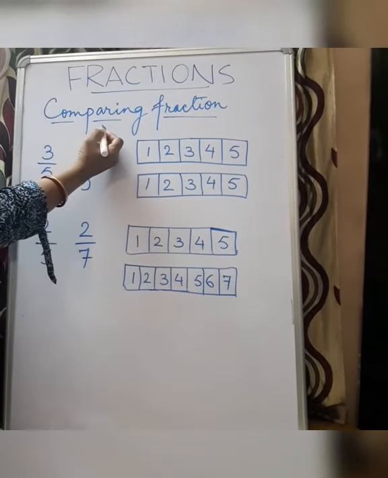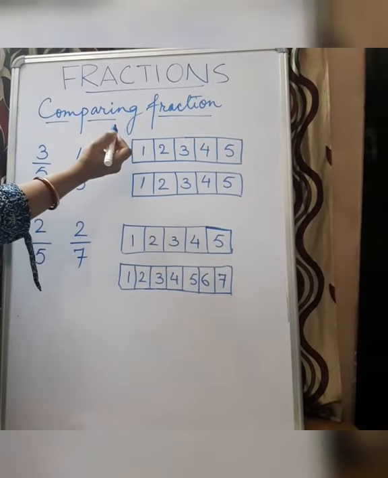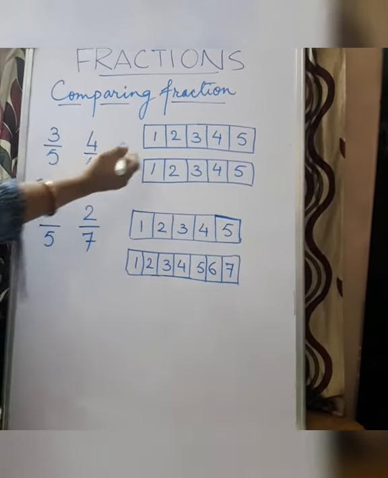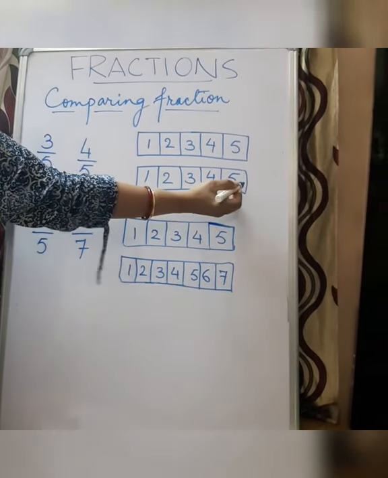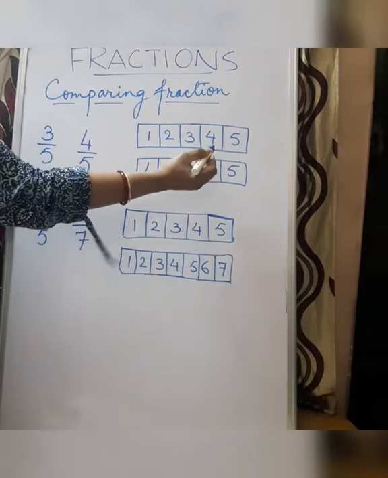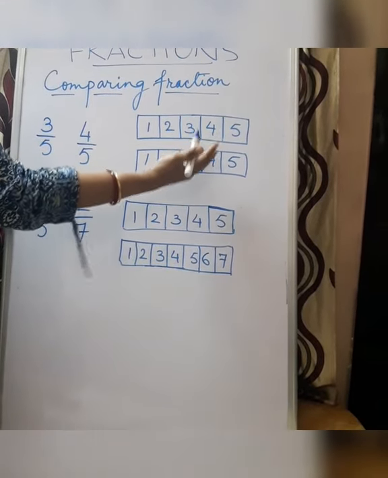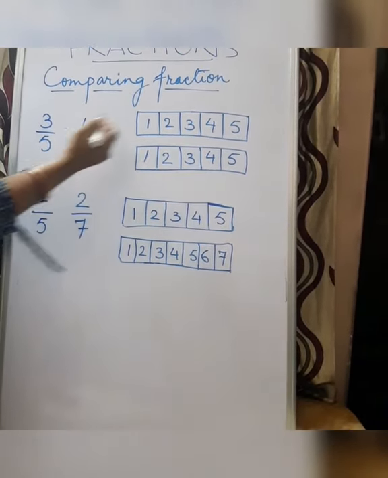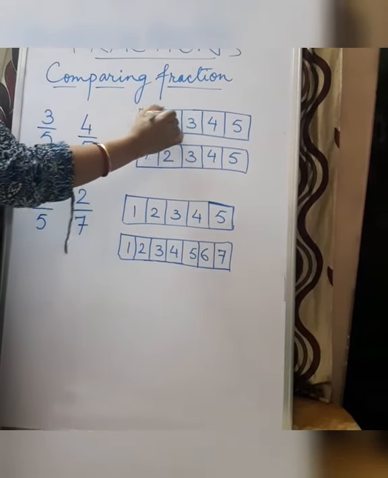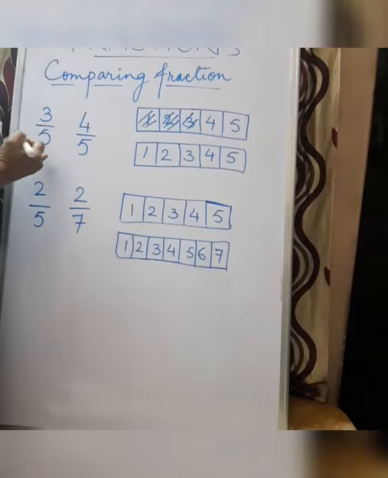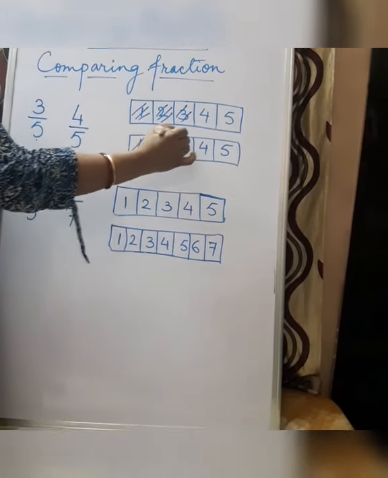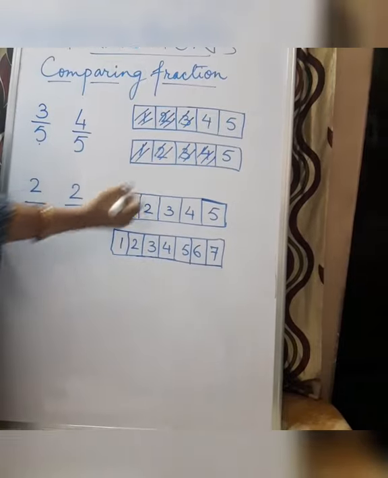Children, for comparing fractions, we should have equal wholes. See, these are two chocolate bars and both are equal. Both of them are divided into 5 parts. That means the denominator is 5. From one I take away 3 by 5, and from the other I take away 4 by 5.